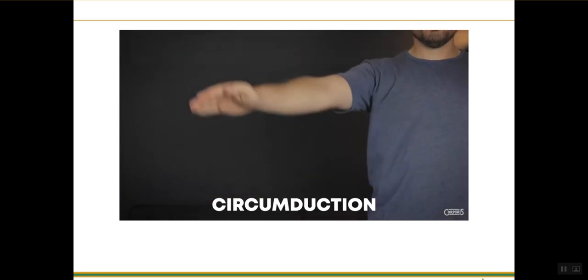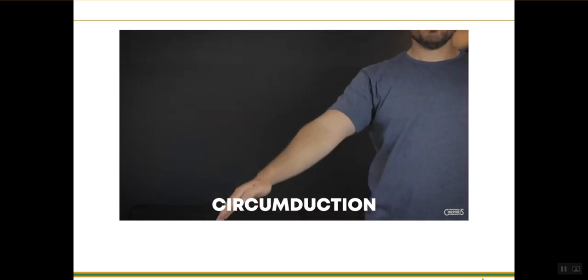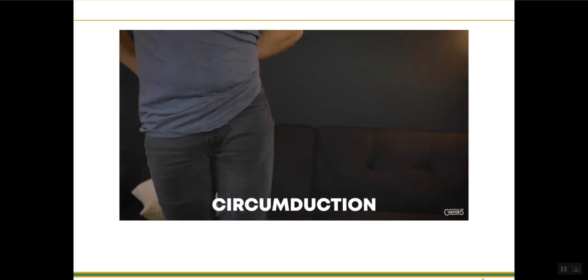Finally, we have circumduction, which is this big silly looking circular motion that happens at a few joints, including the neck, shoulders, and hips. Now, those are all the major motions, but there are a couple things to keep in mind. As a clinician, you're probably going to care about these movement terms because they're going to help you document things like range of motion and functional movement.